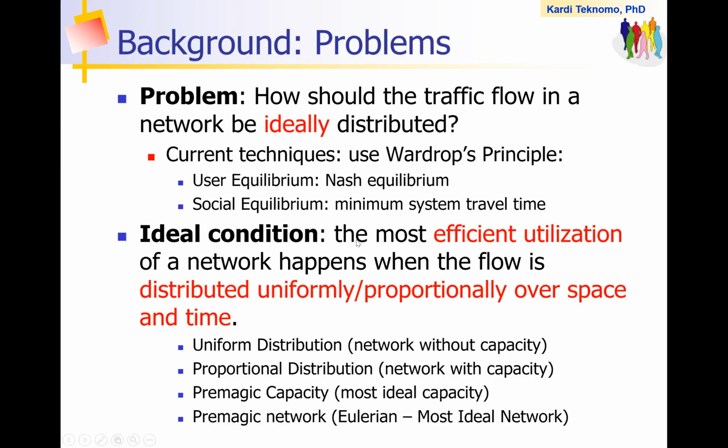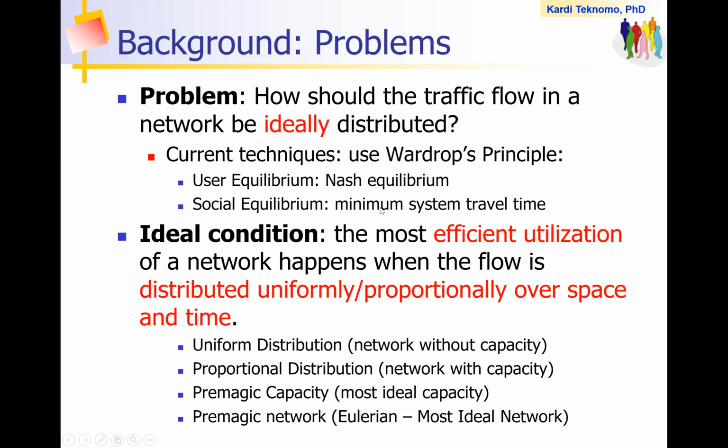You can also have this problem: how should the ideal flow in the network be ideally distributed? The current technique is using the Wardrop principle, which is either user equilibrium, Nash equilibrium, or social equilibrium. Wardrop principle two is to minimize the system travel time.